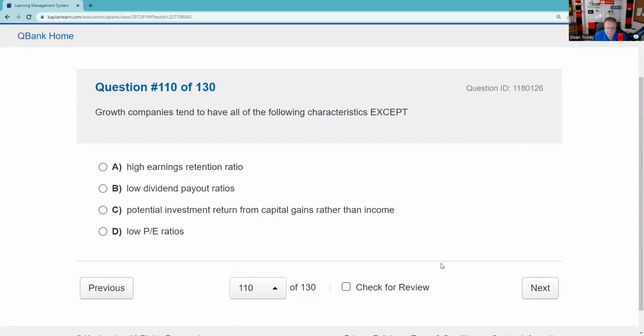Growth companies have all the following characteristics except high earnings retention ratio. Yeah, they're going to keep a bigger portion of their earnings because they need to build the business. So we would expect to have little or no dividend payout ratio. That's true. Potential investment return from capital gains. Yeah. You can only make money from an income stream and or price appreciation. We just said there's little or no income stream. So that means price appreciation. And I know you're going to have to pay a higher PE.